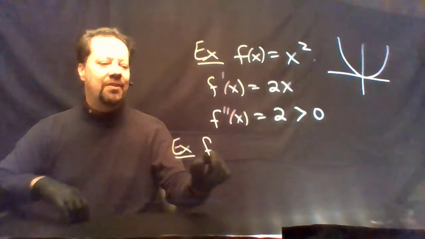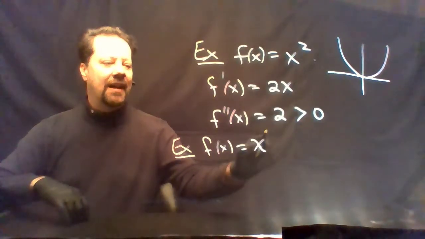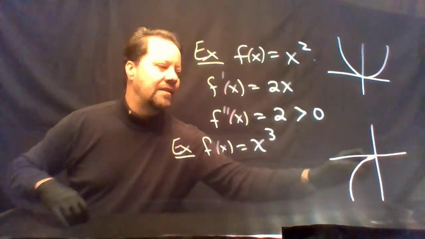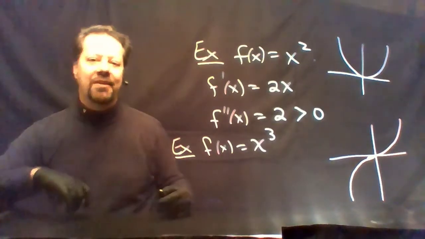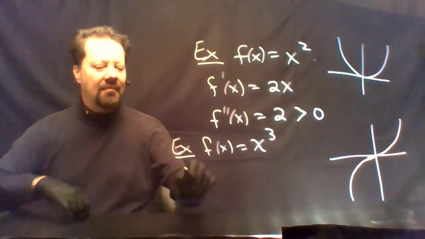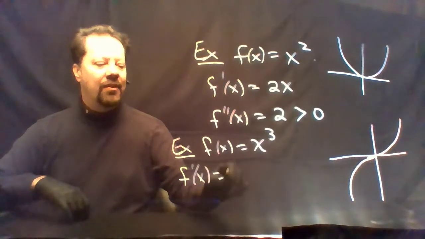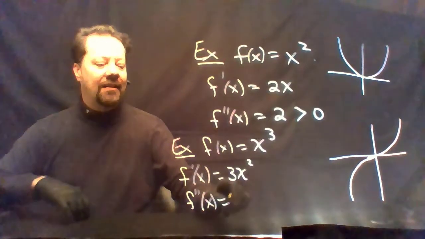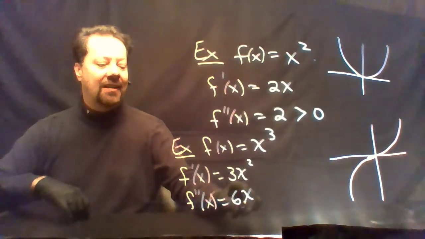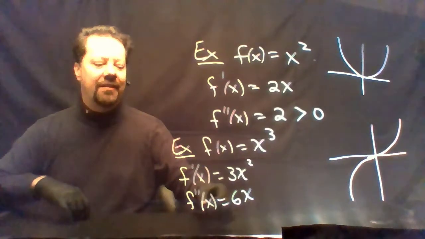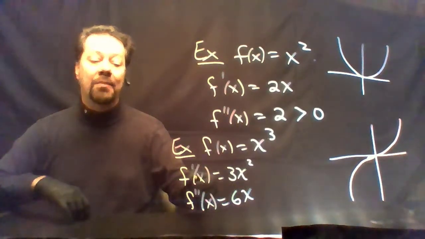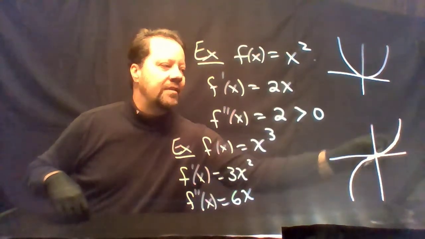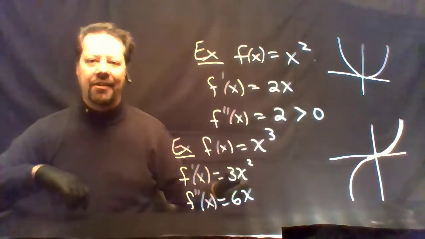Let's compare that to another example. The function x cubed. You all know that's a function that has a symmetry through the origin like this. The derivative is 3x squared. And the second order derivative is 6x. When x is positive, the second order derivative is positive and the slopes, f prime, will be increasing. So it will be concave up for positive values of x.